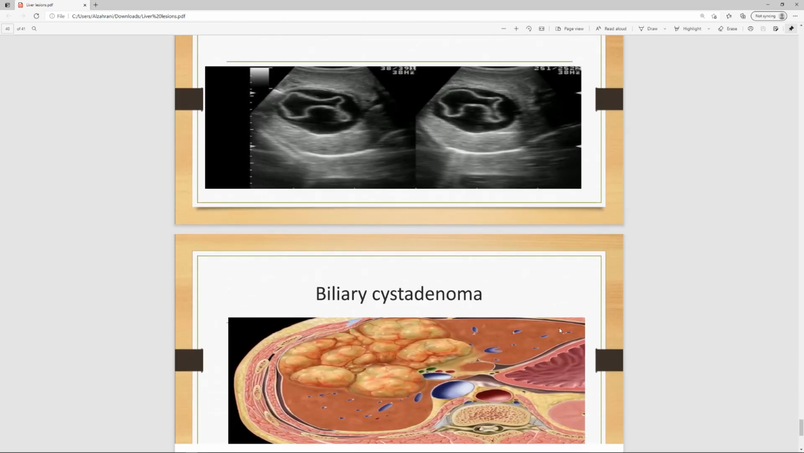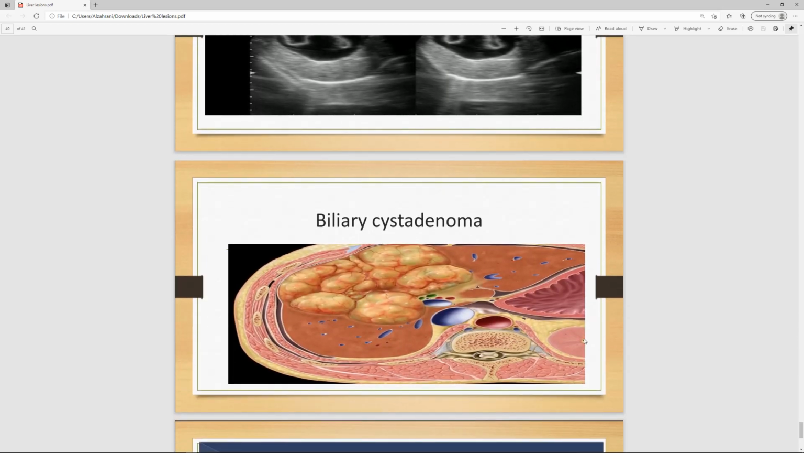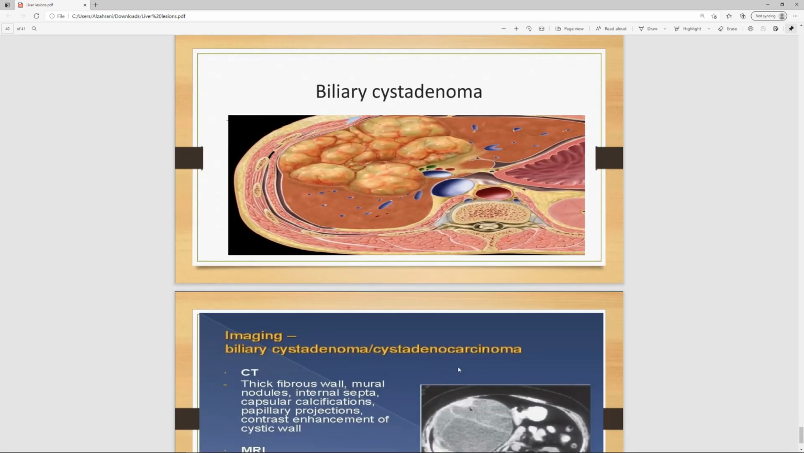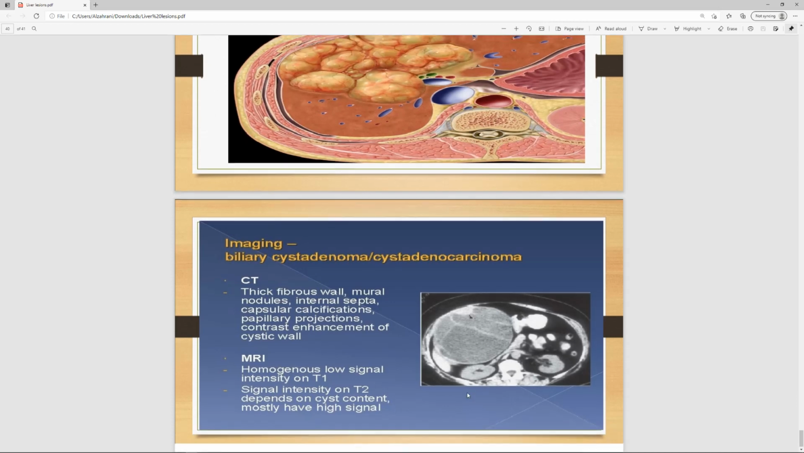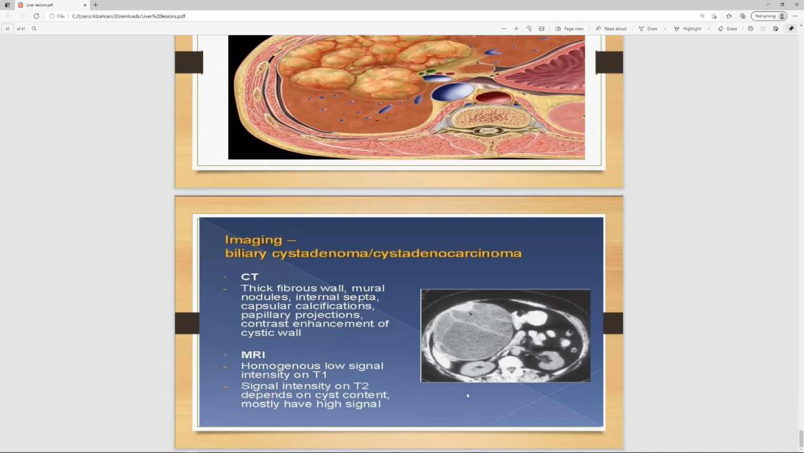Now we will talk about biliary cyst adenoma. Biliary cyst adenoma is multiple cysts, you can see here. And in imaging, we will see biliary cyst adenoma or cyst adenocarcinoma. This is the benign lesion, this is the cancerous lesion. Thick fibrous wall, mural nodules, internal septae. You will see here the septae.